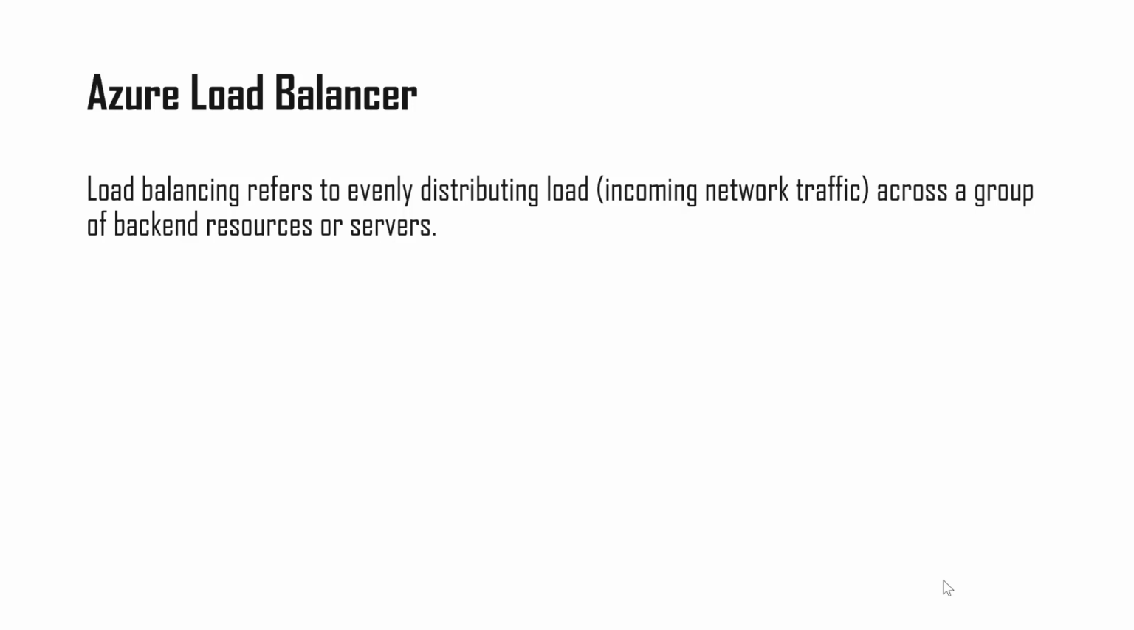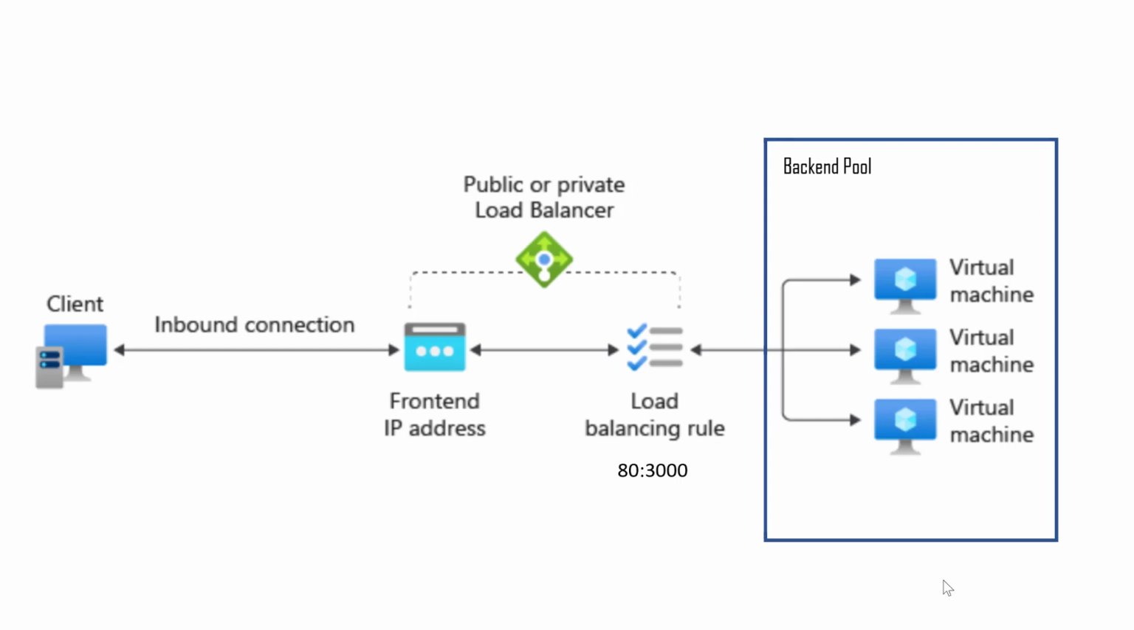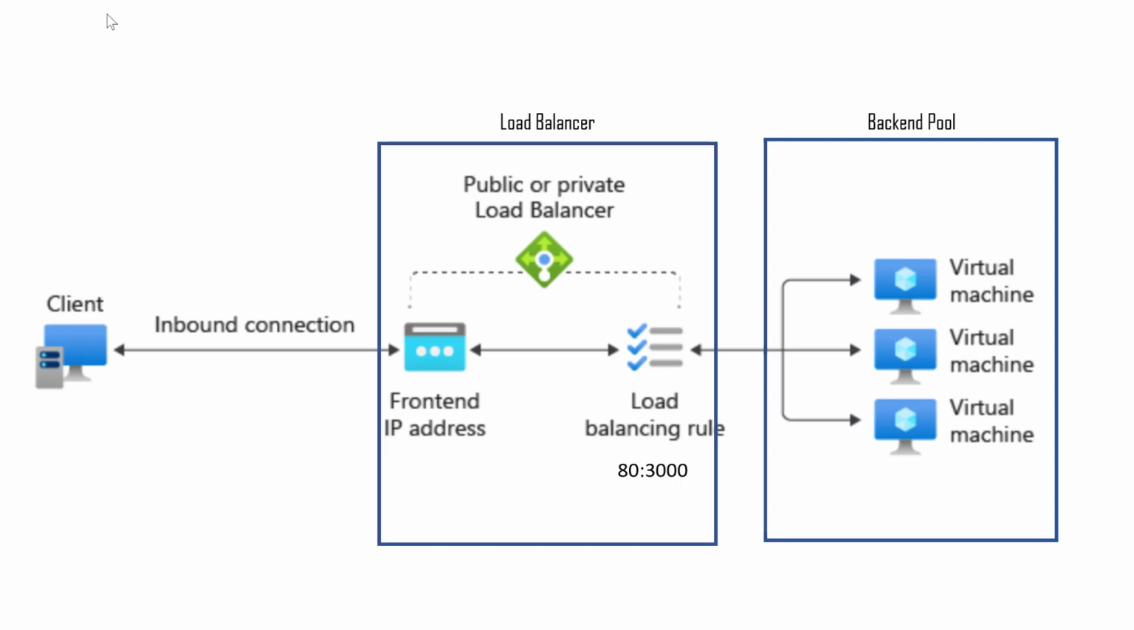So let's look at what the architecture of the Azure load balancer looks like. Now here you have the architecture of a load balancer. You can see that there is a load balancer in the middle, and this load balancer accepts connections from the client. The load balancer then forwards that request to the backend. Now the backend pool can consist of either virtual machines or a virtual machine scale set. In this diagram you can see only virtual machines, but it can be a virtual machine scale set as well.